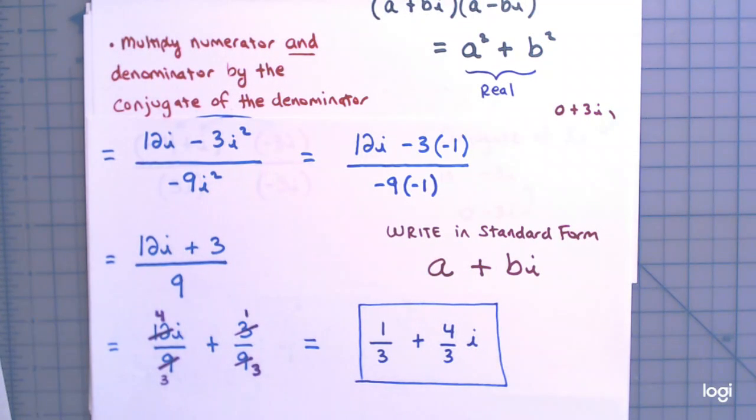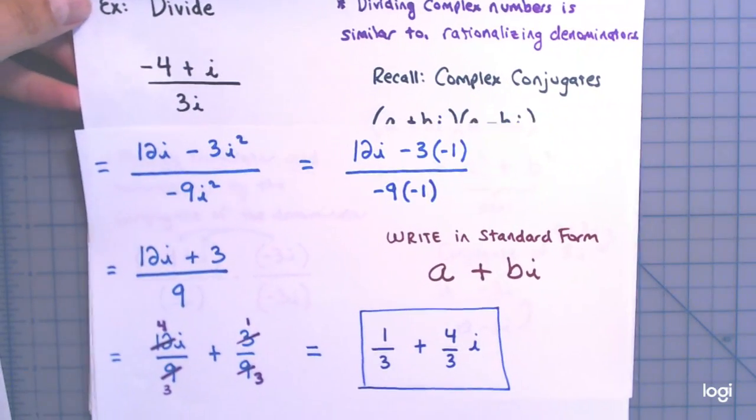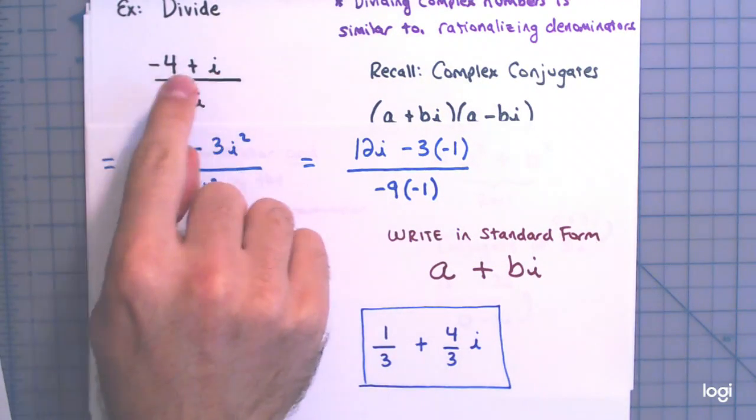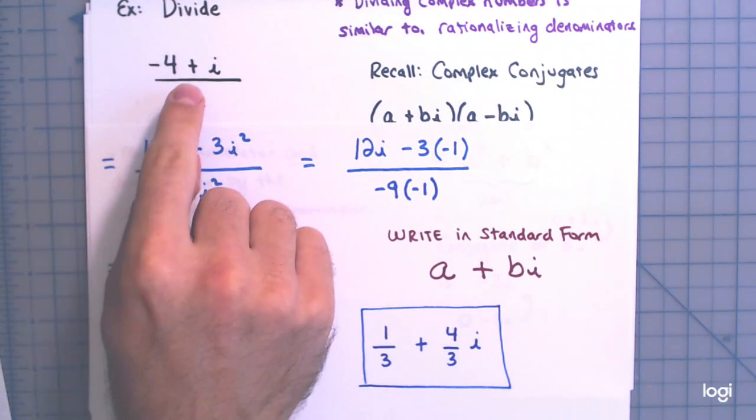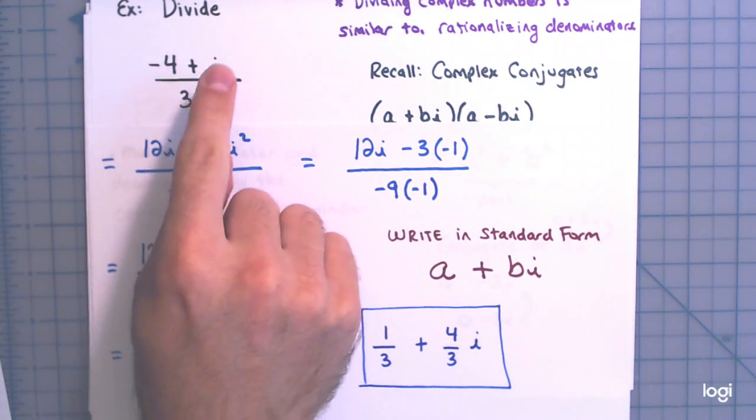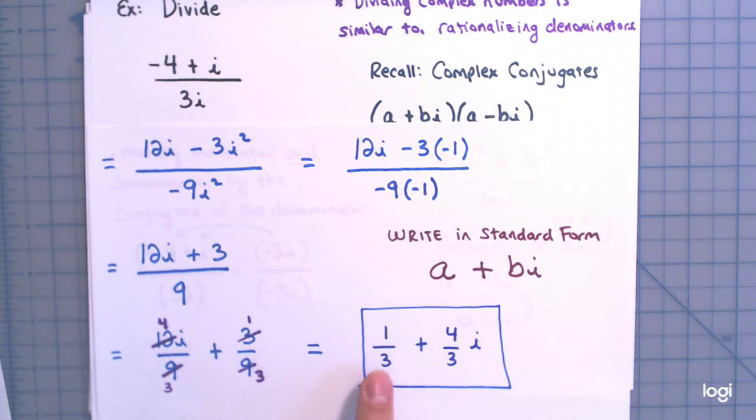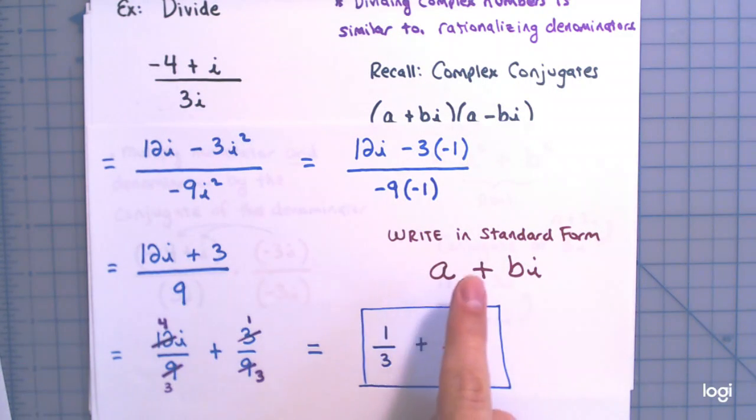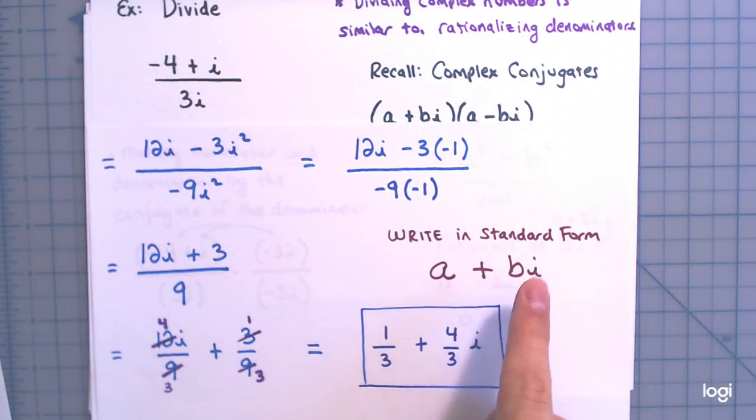All right. So I started with negative 4 plus i, and I divided it by 3i. The resulting complex number, the complex number that results in this division, is 1/3 plus 4/3 i, right? A real number plus some pure imaginary number. And you should be able to write every number we see in this form here, a plus bi, where a and b are real, and i is the square root of -1.